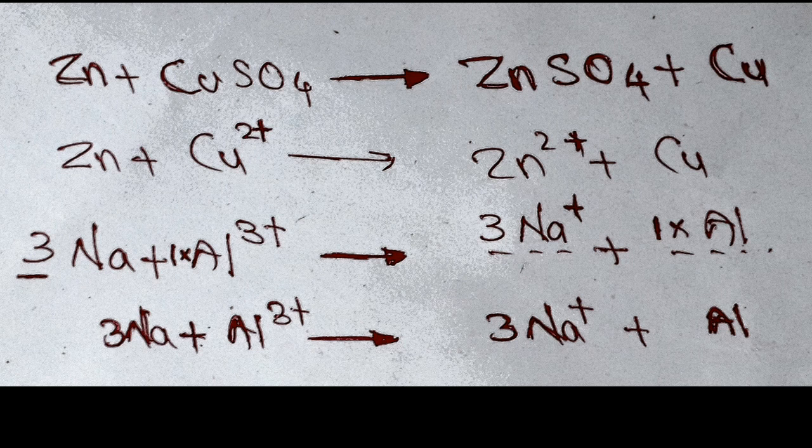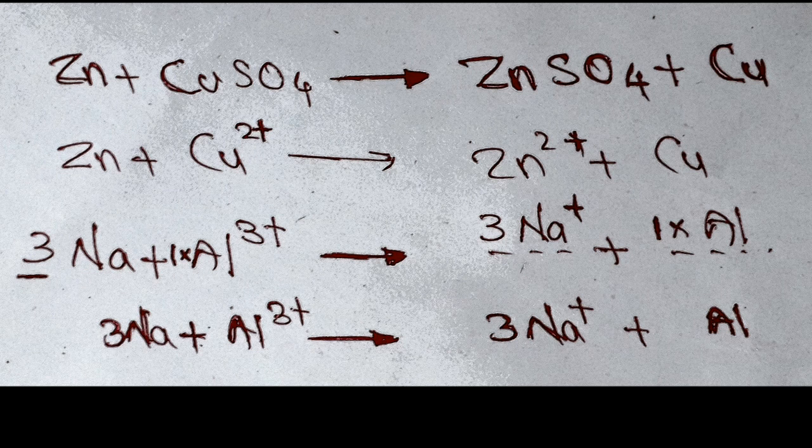To make it balanced, Al3+ means it needs 3 sodium. Al3+ means aluminum with 3 positive charge. It receives 3 electrons. Sodium's valency is 1, sodium loses 1 electron. But aluminum needs 3 electrons. So we have to balance with 3 sodium: 3Na plus Al3+ gives 3Na+ plus Al. To make it balanced is very easy. What is the charge of aluminum? 3 plus. So we have to multiply sodium by 3.